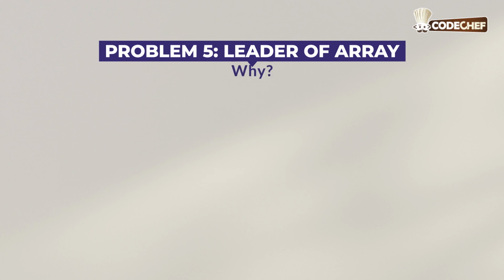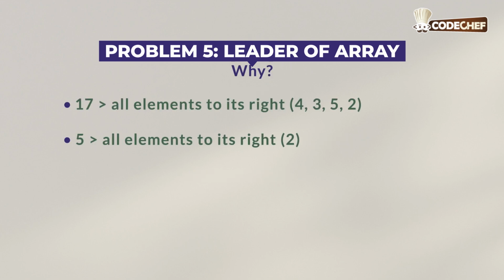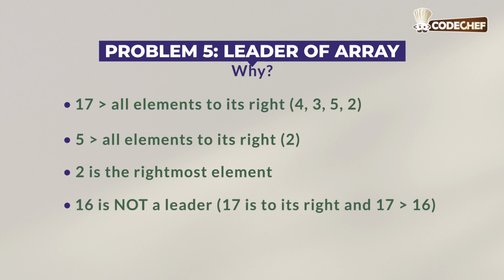Now, why? 17 is the greatest of all elements to its right. 5 is greater than all elements to its right, which is 2. And 2 is the rightmost element. 16 is not a leader because 17 is right next to it, so 17 is greater than 16. And 4 is not going to be a leader because 5 is right next to it. So we have 17, 5 and 2.